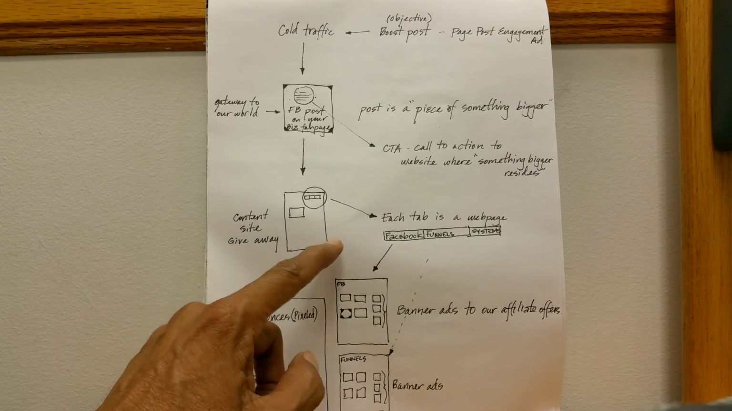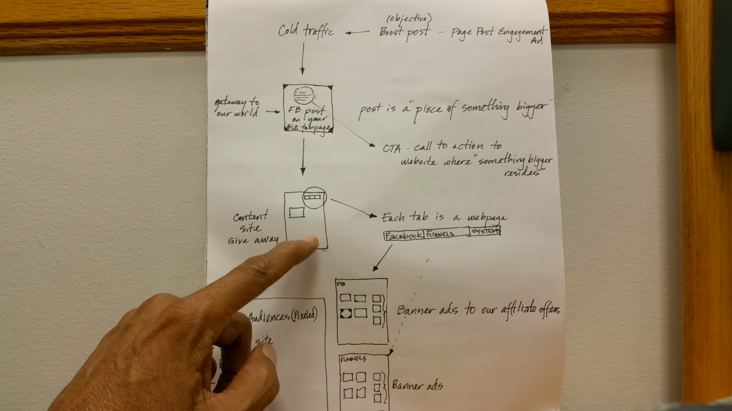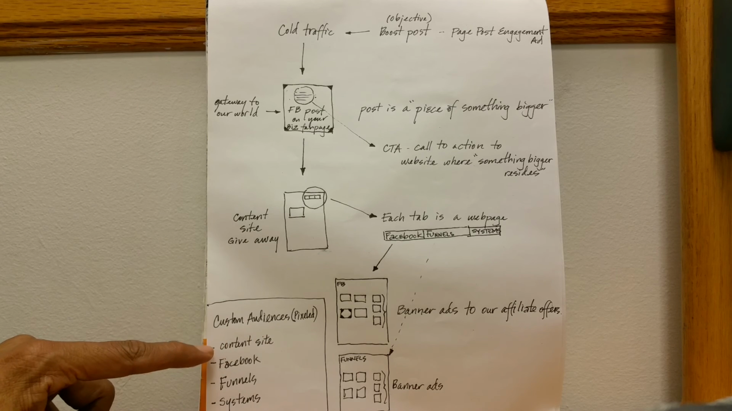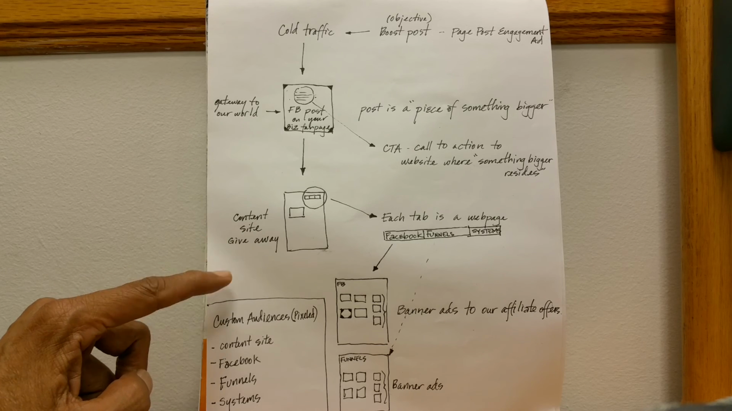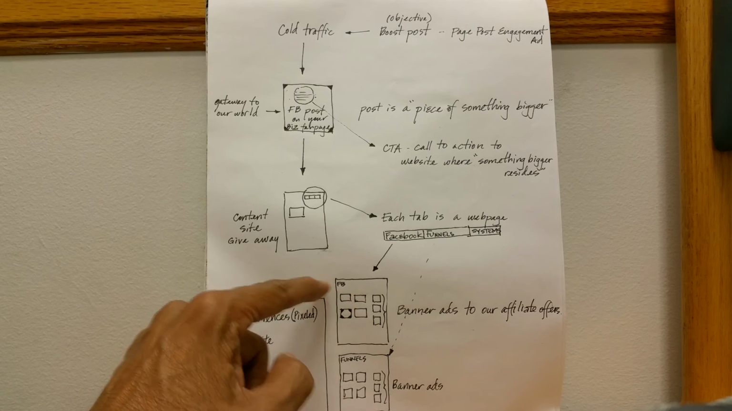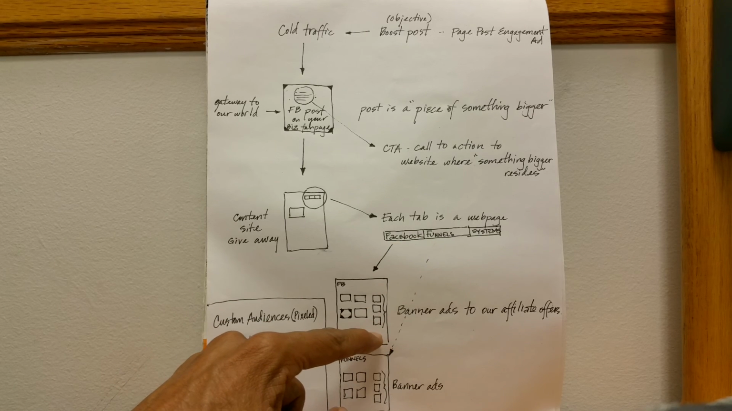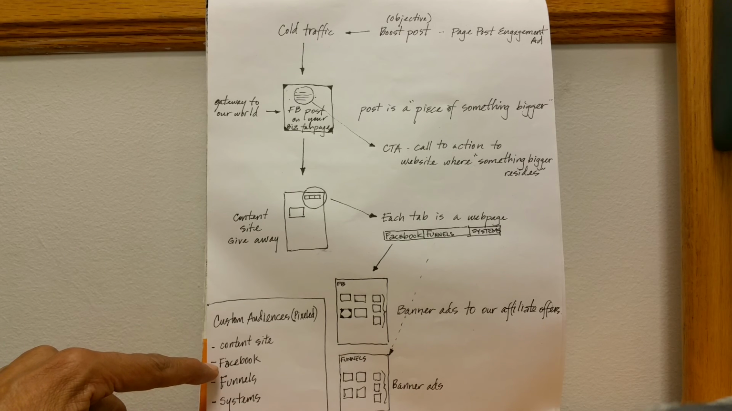So for example, you have a pixel on this page. This pixel will create a custom audience of all the website visitors to the content site. They click on one of your tabs, that opens up another web page that has a pixel on it. Now you create a custom audience of that particular tab, Facebook.